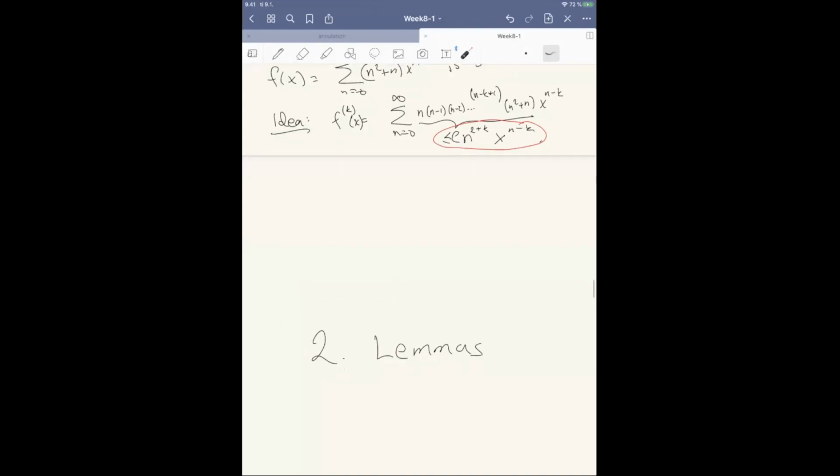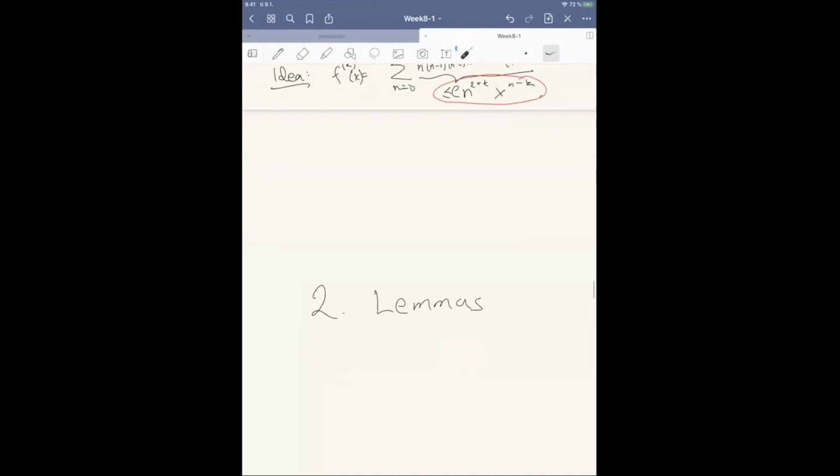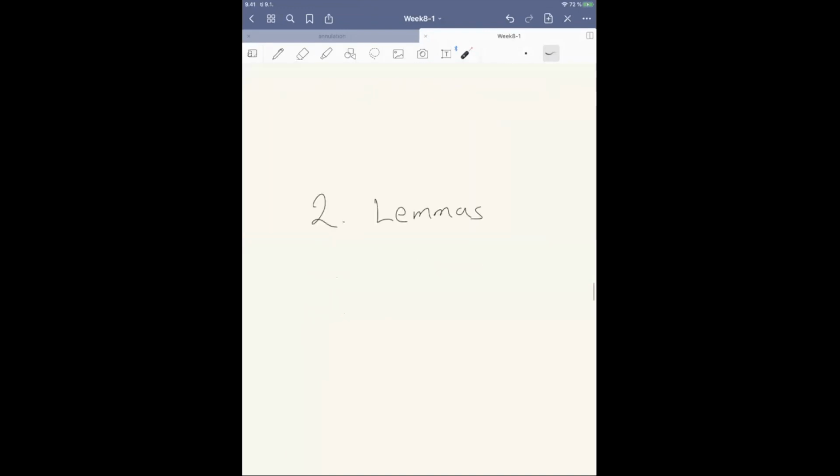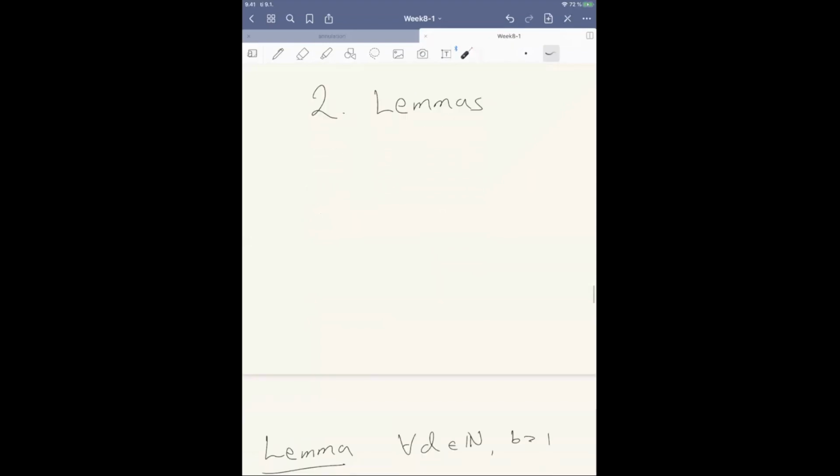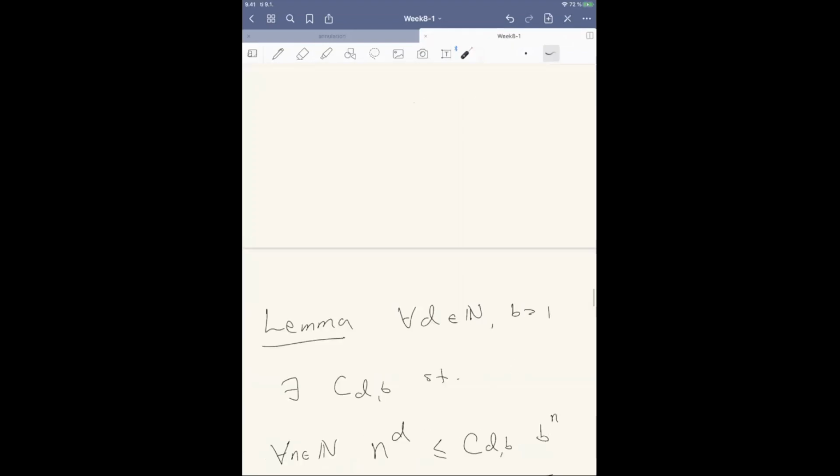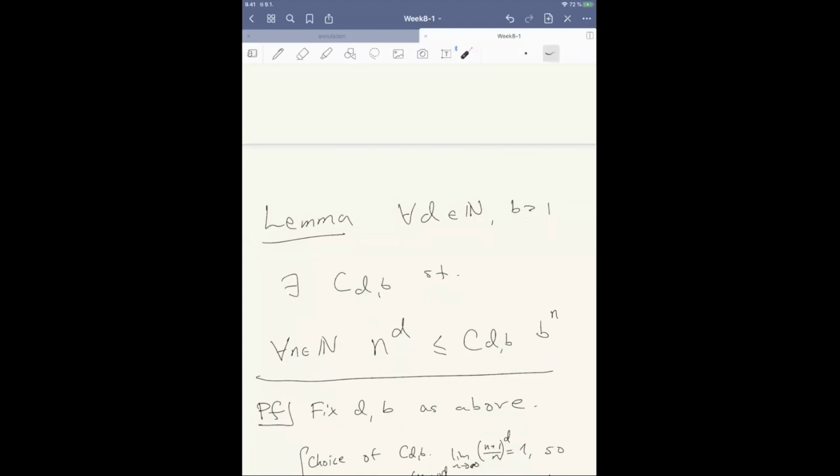Okay, so our time is almost up. We will finish certainly a lot of this on Wednesday. Now, I want to state some lemmas. So we had this lemma from above that was very useful. For every d and b positive, you can estimate polynomial growth from above by a geometric growth, by some constant.